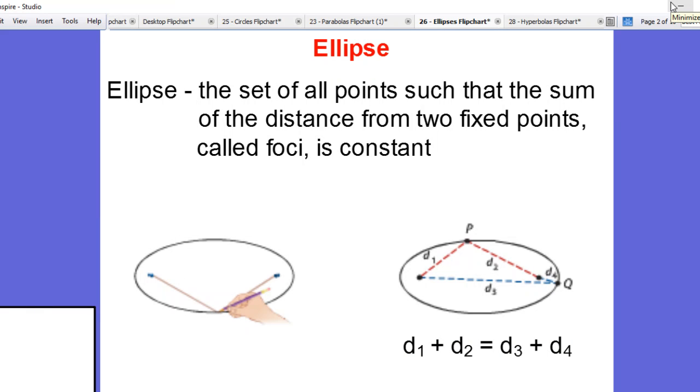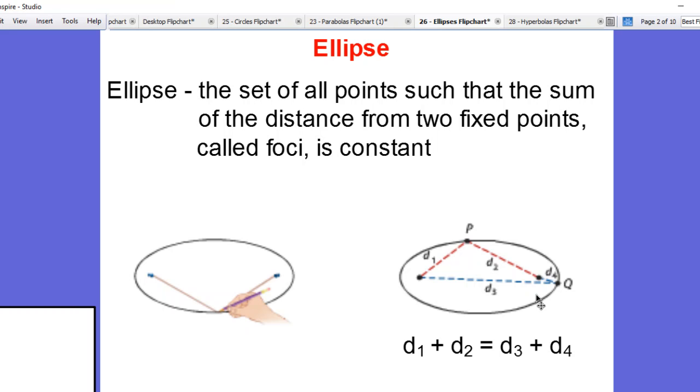All points on an ellipse have the property that the sum of the distances from two fixed points called foci is constant. So these are two foci, and the sum of the distance from any point on the ellipse to one focus plus the distance to the other focus is constant. So wait, what are the foci? The foci are points on the major axis.